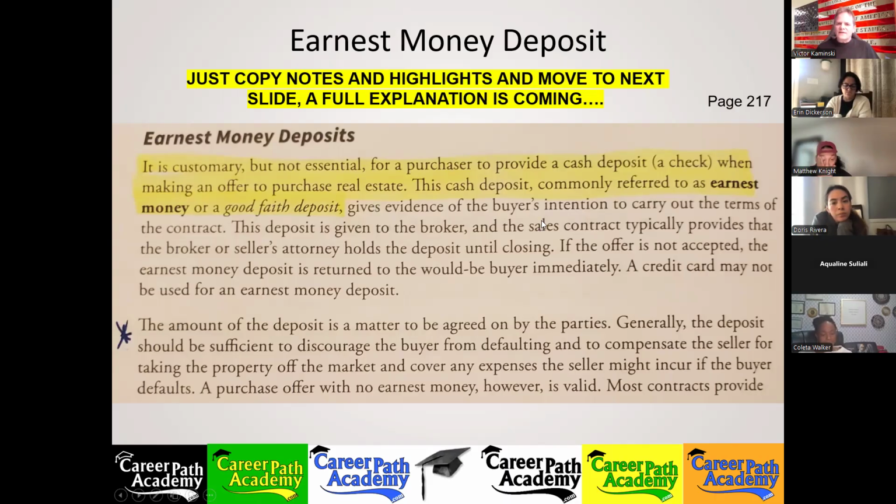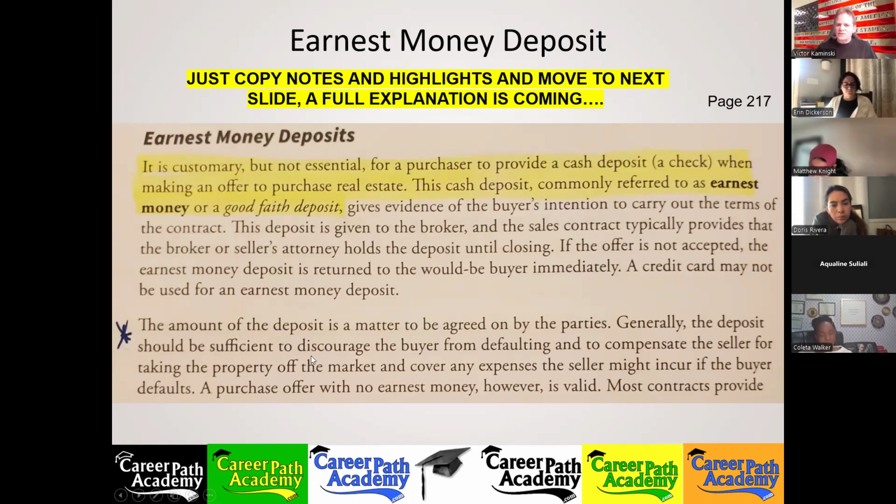the deposit gives evidence of the buyer's intention to carry out the terms of the contract, and this deposit is then given to the broker, and the sales contract typically provides the broker or seller's attorney would hold the deposit until closing. If the offer is not accepted, the earnest money deposit returns to the would-be buyer immediately. A credit card may not be used to collect earnest money deposits. The amount of the deposit is a matter to be agreed upon by the parties.